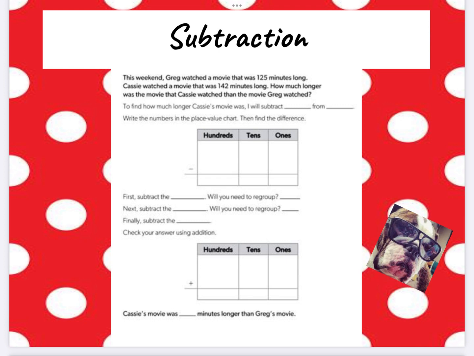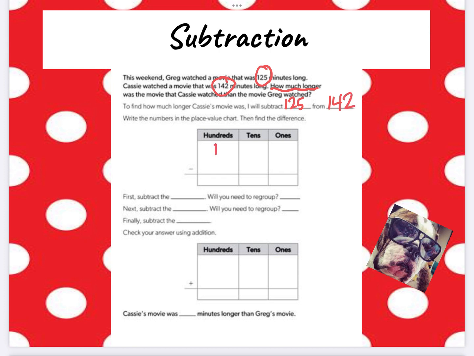Let's double check and circle those important numbers. Greg's movie was 125 minutes long. Cassie's movie was 142 minutes long. And we're looking how much longer, so we're comparing which one was longer. To find out how much longer Cassie's movie was, I will subtract the small number, 125, from the big number, 142. So let's go ahead and write that here.